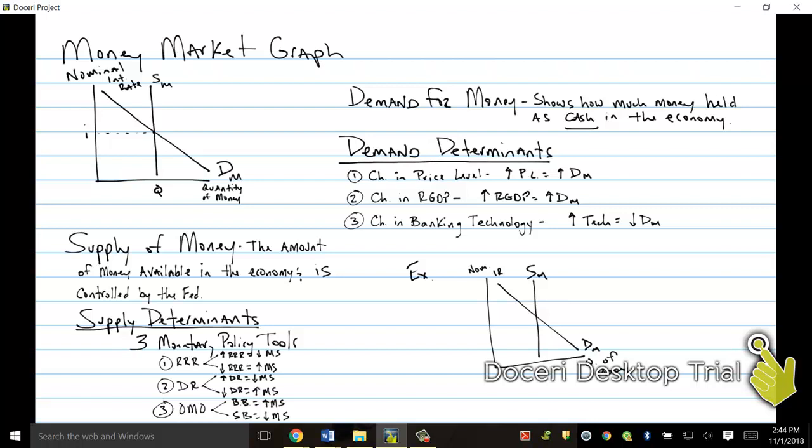Let's say that our Federal Reserve uses monetary policy, and they're going to buy bonds. We'll say the Fed buys bonds. Well, we know by looking at those determinants that buying bonds increases the money supply. So I need to shift my supply curve to the right. When I do that, I can see on my graph that that's going to cause a decrease in the nominal interest rate.